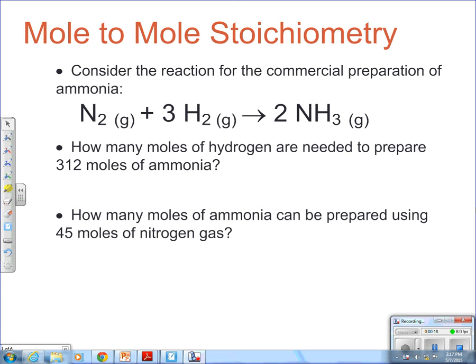First, we should take a look at the balanced chemical equation. The coefficients in this balanced chemical equation are going to be our mole ratios, and we can use them to figure out how many moles of hydrogen we'd need to prepare this certain amount of ammonia. So just remember the coefficient in front of the nitrogen is a silent 1. Okay, the coefficient in front of the hydrogen is a 3, and the coefficient in front of the ammonia is a 2. What this means is that 1 mole of nitrogen gas plus 3 moles of hydrogen gas will give us 2 moles of ammonia.